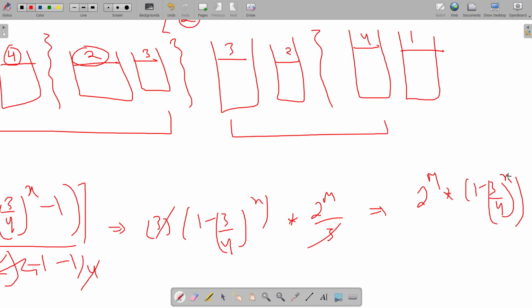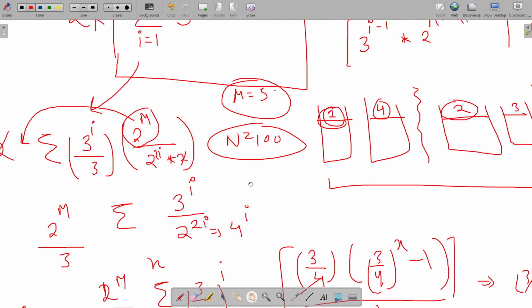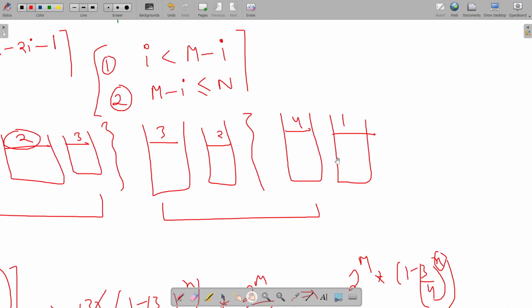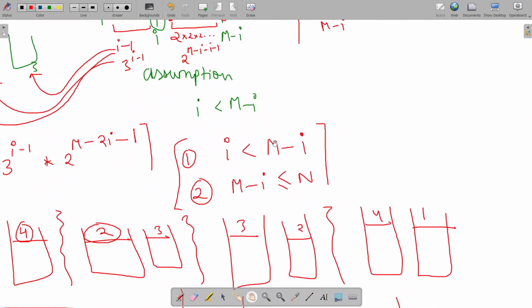Okay. Now the only issue is how do we find this x? Because otherwise, if you don't know this x, you will have to do some looping, and you will have to run this loop. So if you want to find x, you can just look at these two constraints which I mentioned. The first constraint I mentioned was I is less than m minus I. So that means I will be less than m by 2.